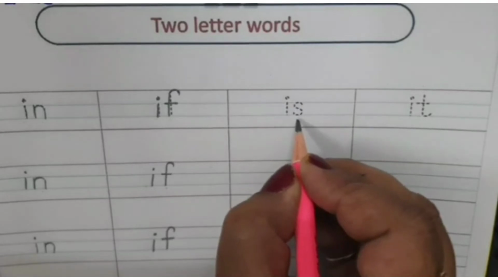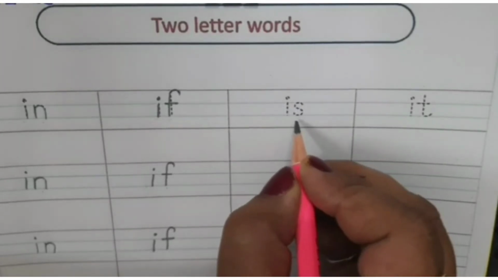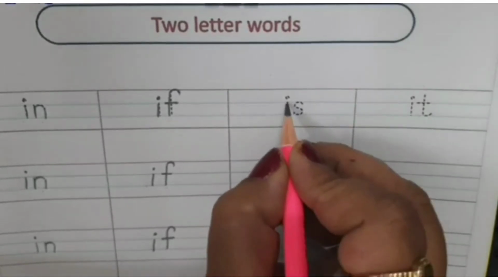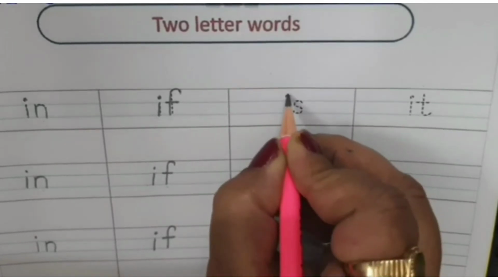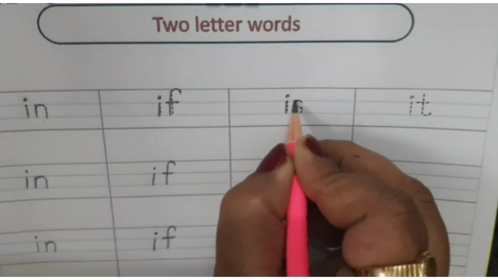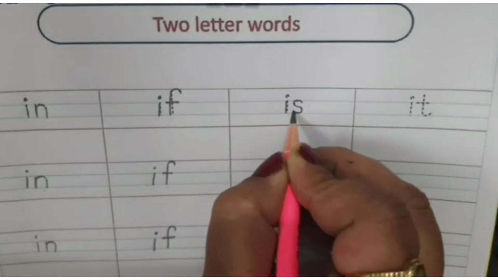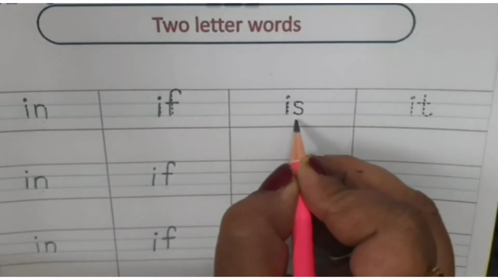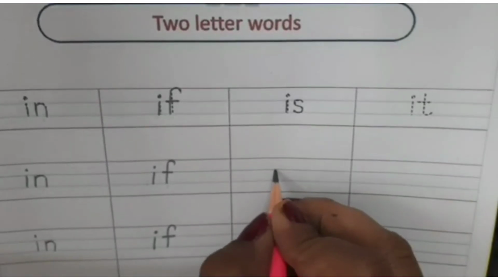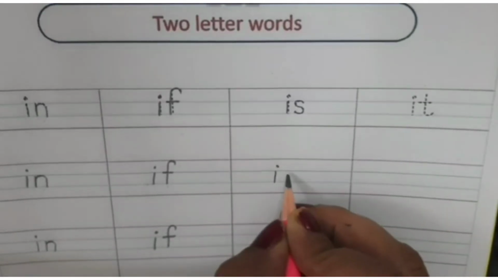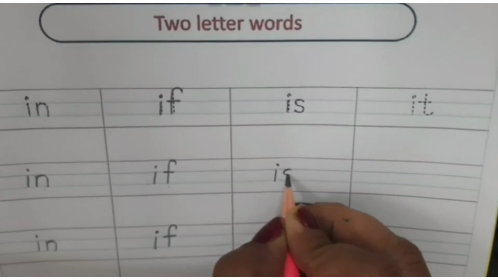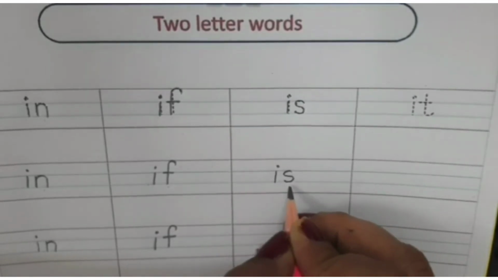I, S, is. So let us trace it. Standing line, dot. C curve and a reverse C curve. Okay. I, S, is. Standing line, dot. I and S. Like this. I, S, is.